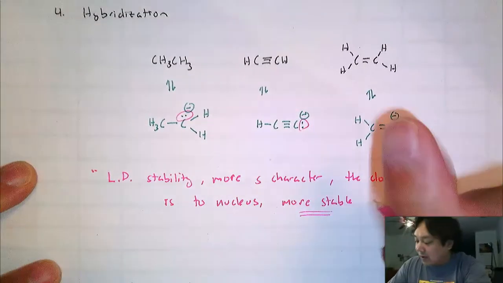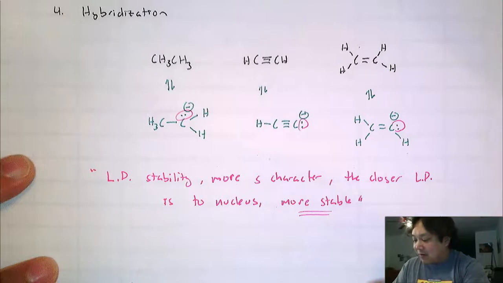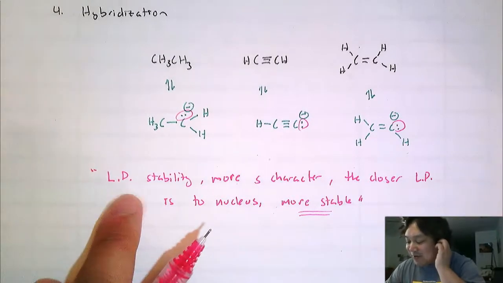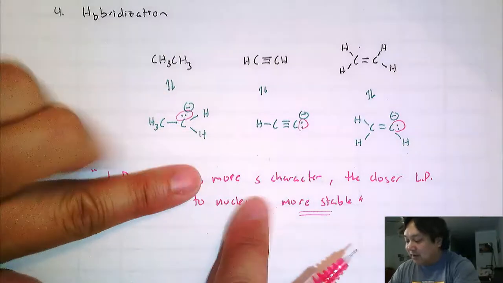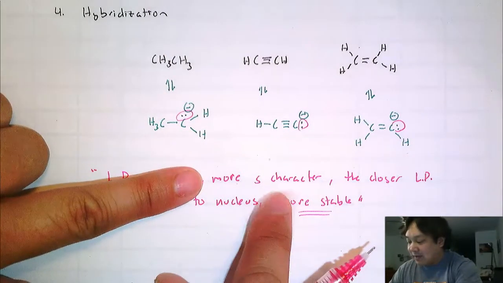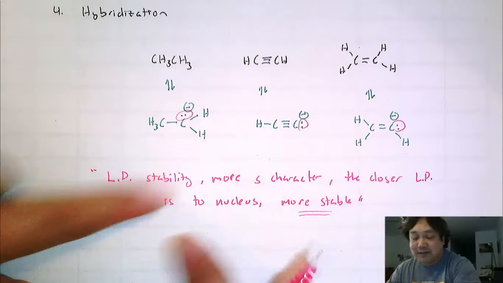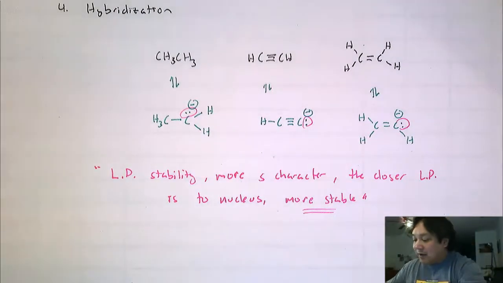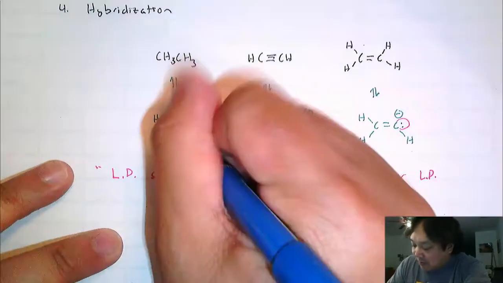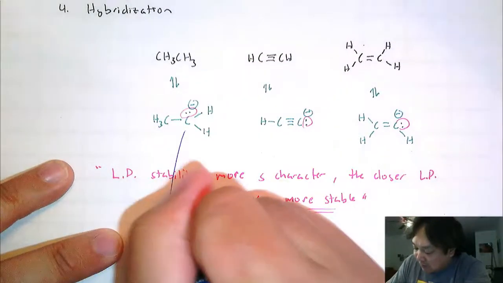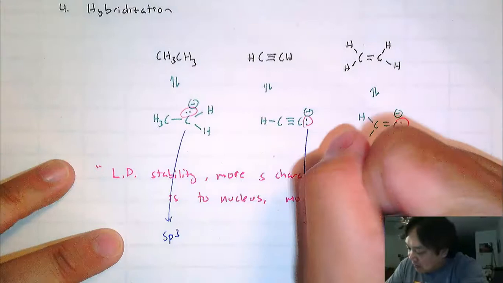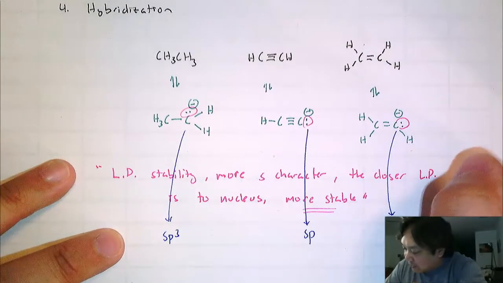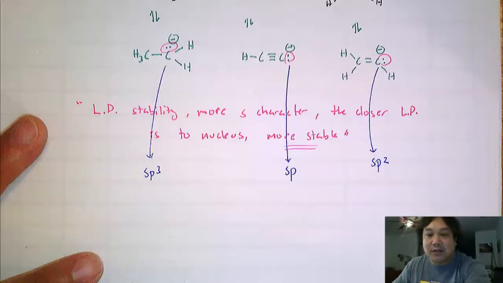I know I went through that kind of fast, and also, I don't know if this is even a sentence. When considering the lone pair stability, the more S character the atom has, the closer the lone pair is to the nucleus, it's held closer to the vest, the more stable. I told you that I wrote these out of order. Okay. SP3, SP2. Those are the hybridizations of those three anions.